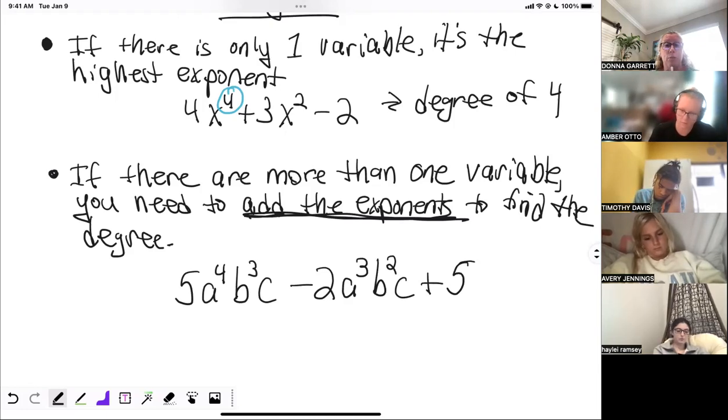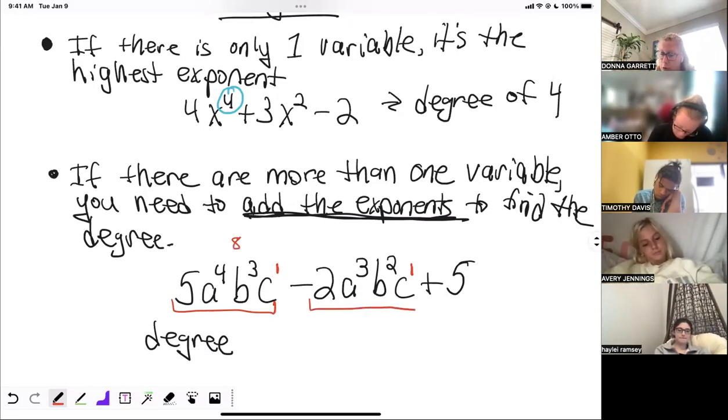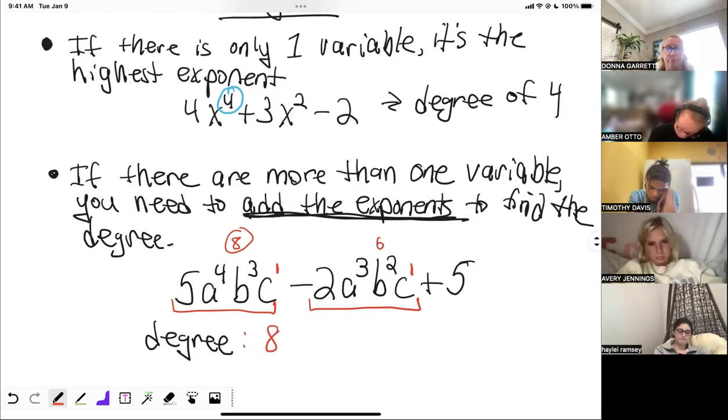By the way, if I classify this by number of terms, I have a trinomial, right? Trinomial, 3 terms. But if I want to know by the degree, I'm going to add my exponents. Now, I'm putting this in red. This is really a 1. This is also a 1. So if I add my exponents for my first term, I have 4, 3, and 1. So I have 8. If I add my second term to see which one's bigger, I have 3 plus 2 plus 1. That's 6. So my degree is 8. And that's what I mean. If you have more than one variable, you have to add all the exponents together to find your degree.